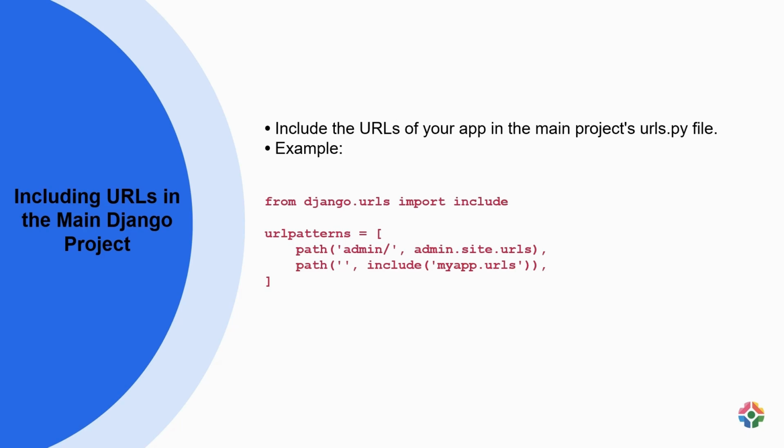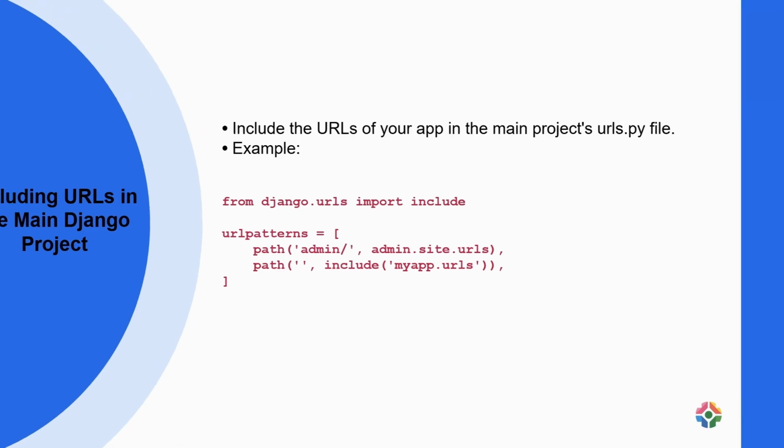For example, in Python: from django.urls import include. urlpatterns equals path admin/, admin.site.urls, path include myapp.urls. In this code snippet, myapp is the name of the app whose URLs are being included. By including myapp.urls, the URLs defined in the urls.py file of the myapp app are now accessible in the main project. Subsequently, when navigating to the root URL of the project, the URLs of myapp can be accessed and processed.